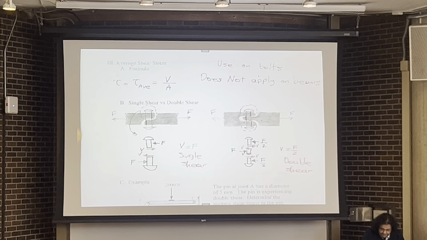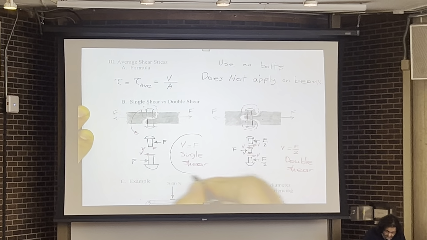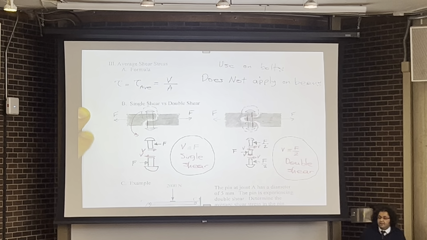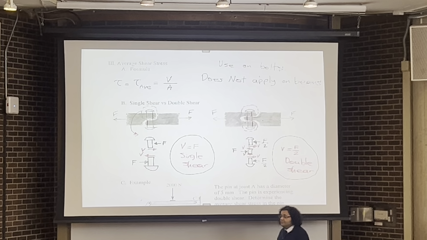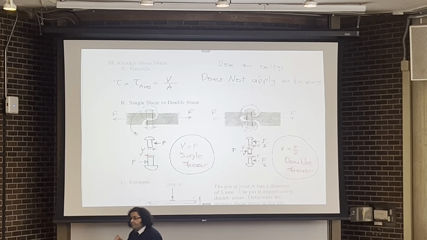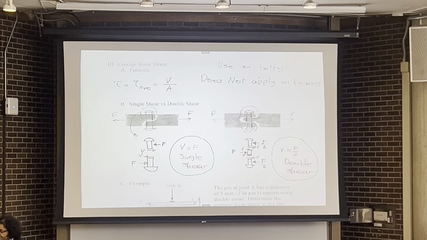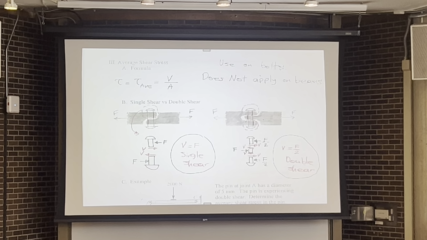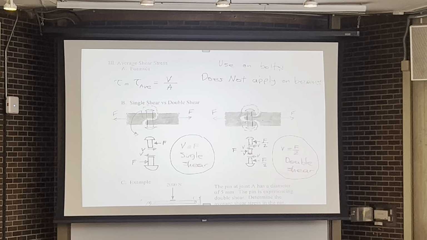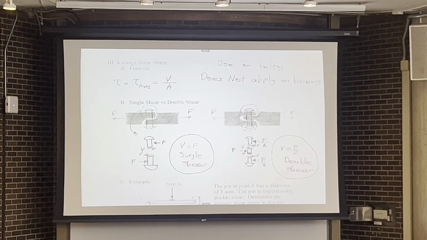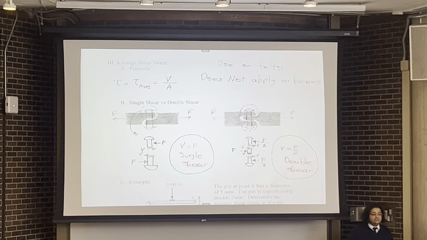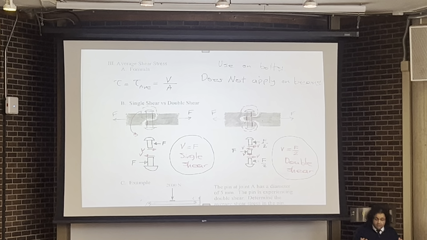So in any problem, if you observe that the problem statement says that your bolt is under double shear, it means that you need to divide your axial force by 2 in order to get the shear force inside that bolt or inside that pin. If the problem is saying that your bolt is under single shear, it means that the shear force inside the bolt is equal to the axial force in the connecting member.